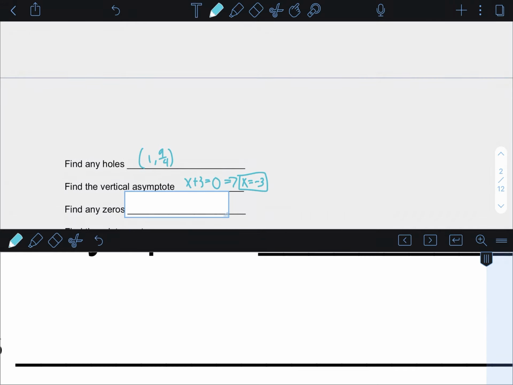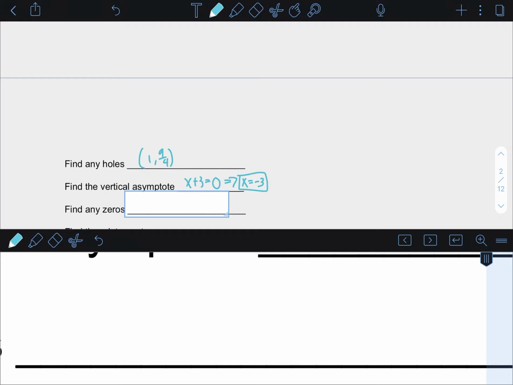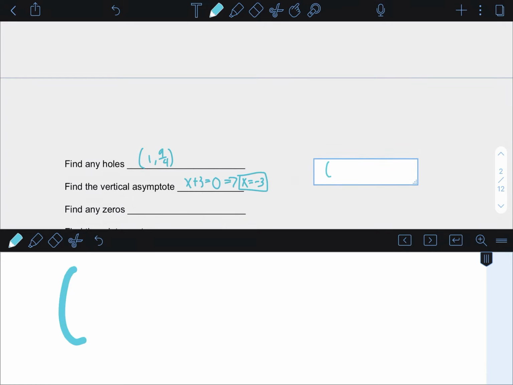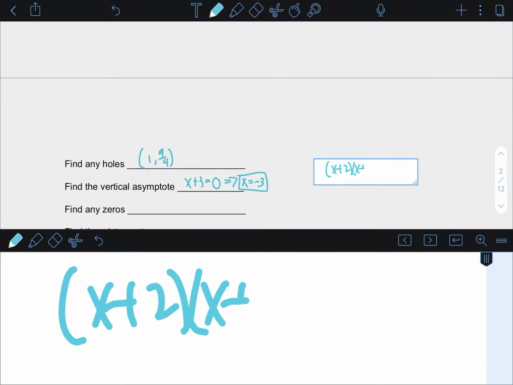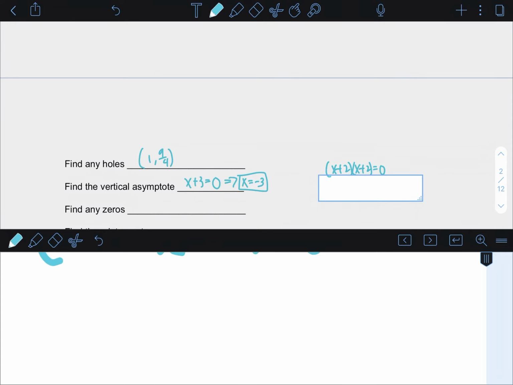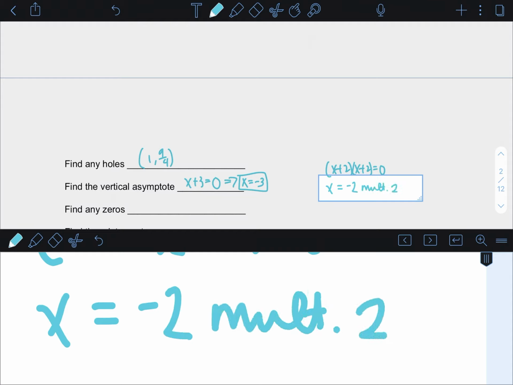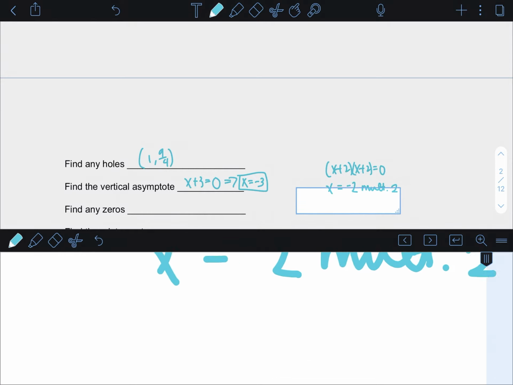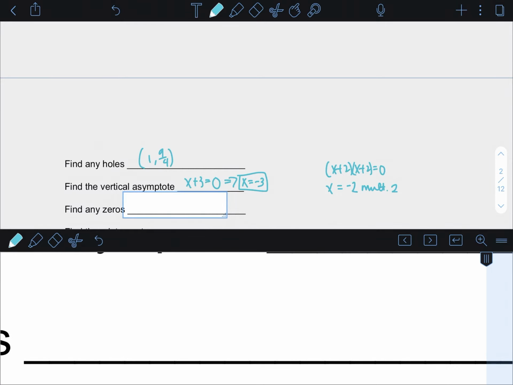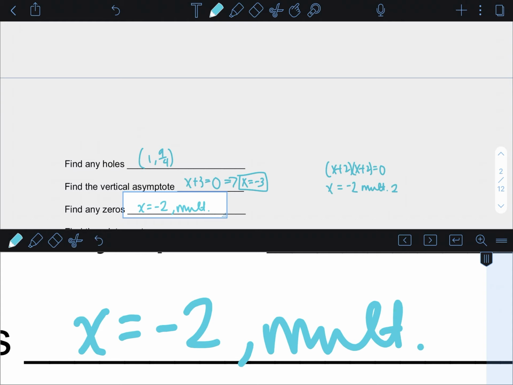And then for our zeros, because we have x plus 2 repeated twice, x plus 2 times x plus 2 equal to 0, technically we have x equal to negative 2, but it has a multiplicity of 2 because it's repeated twice as a 0. So we want to make sure and make that distinction, and we'll just say x is equal to negative 2 with a multiplicity of 2. So that means it's a 0 at negative 2 twice.